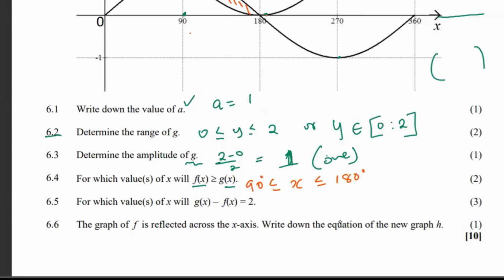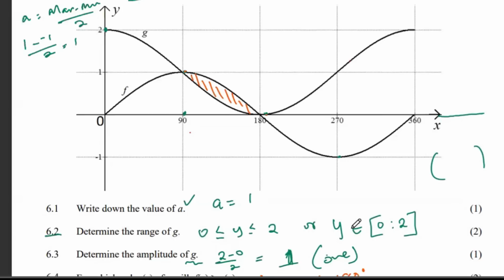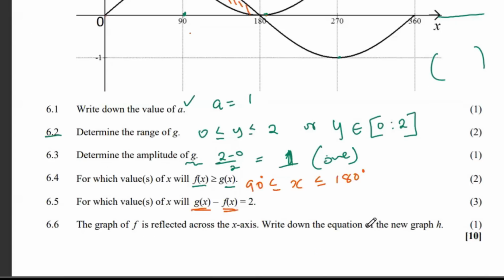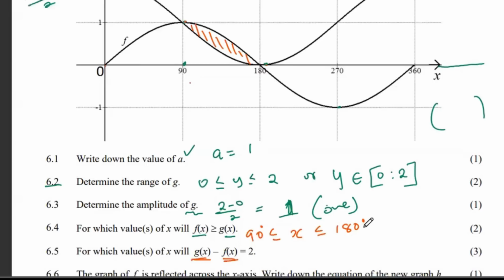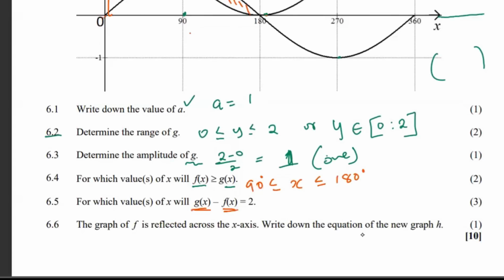All right, then for which values do we find g of x minus f of x equal to 2? In other words, if we look at the difference between the two graphs, we must get a 2 for which values. So what are we going to do? g must be on top, then f down. So g is on top, f is down, and the difference here is 2. So in that case, the first answer will be x is 0.